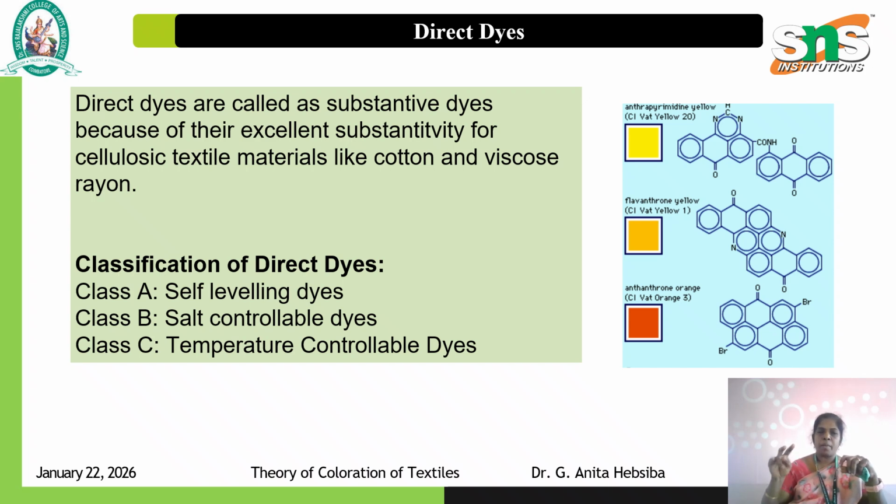The second one is salt controllable dyes. In this case of direct dye, the required amount of salt used for exhaustion and fixation is very much less. And then temperature controllable: some of them go for uniform dyeing when the temperature is maintained. So there are three unique ways. Some are self-leveling, and uniform dyeing happens. Some you can control the amount of salt and then go for uniform dyeing, and some of them, when you maintain the temperature, you can go for uniform dyeing.